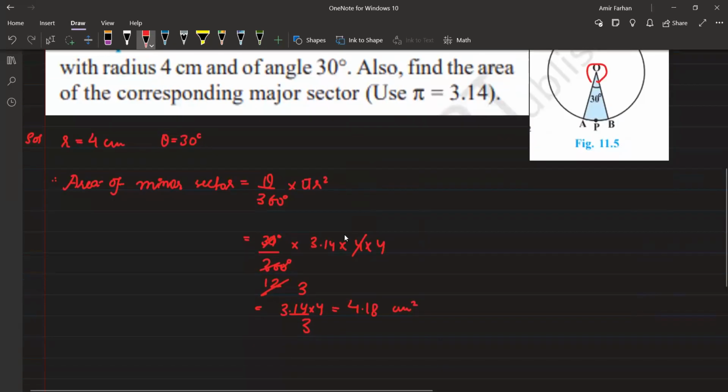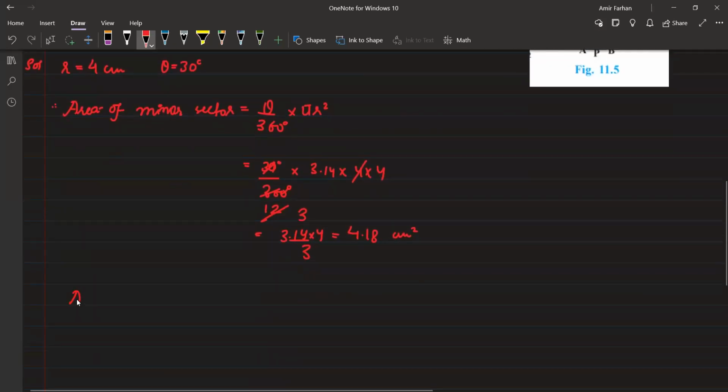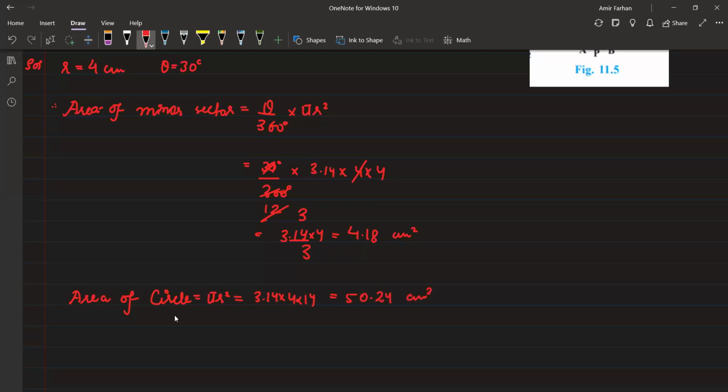So let's do it. It's easier to calculate the whole area and subtract. Pi r square is equal to 3.14 into 4 into 4. 4 into 4 is 16. So it comes out to be 50.24 centimeter square. So how will we find the area of the major sector?